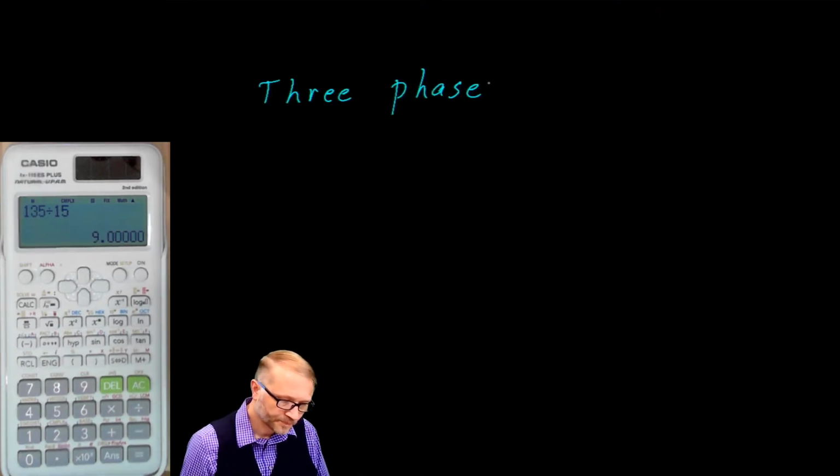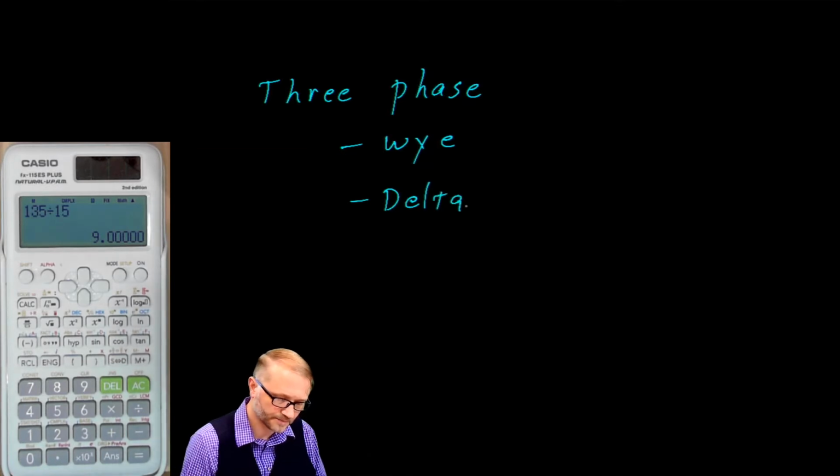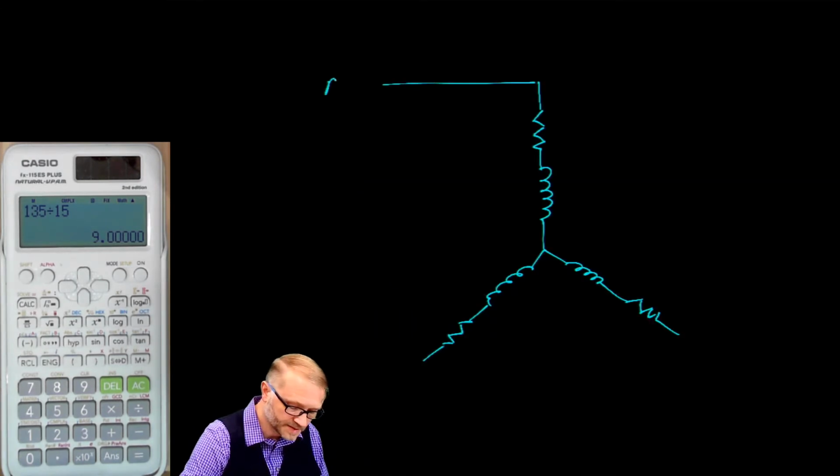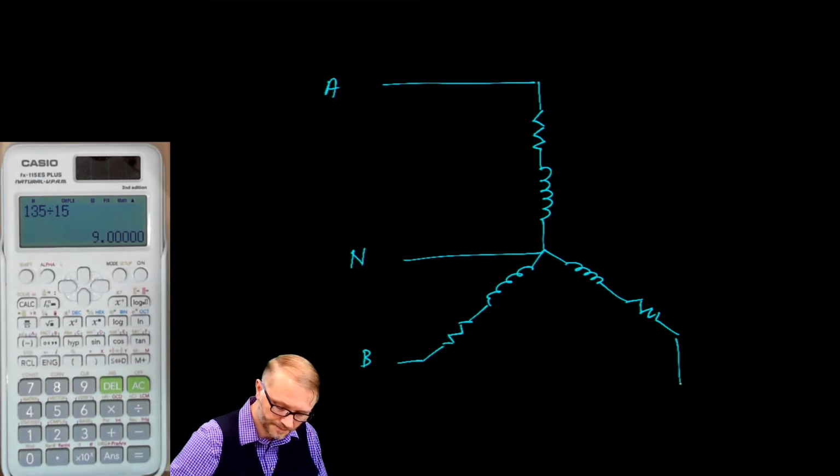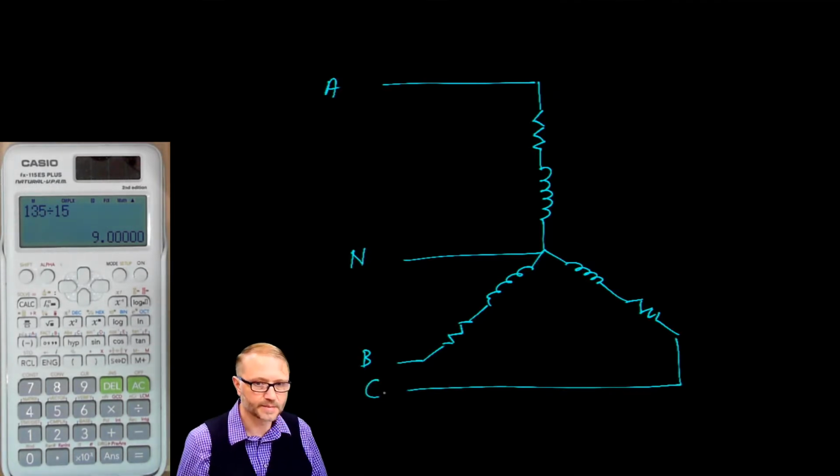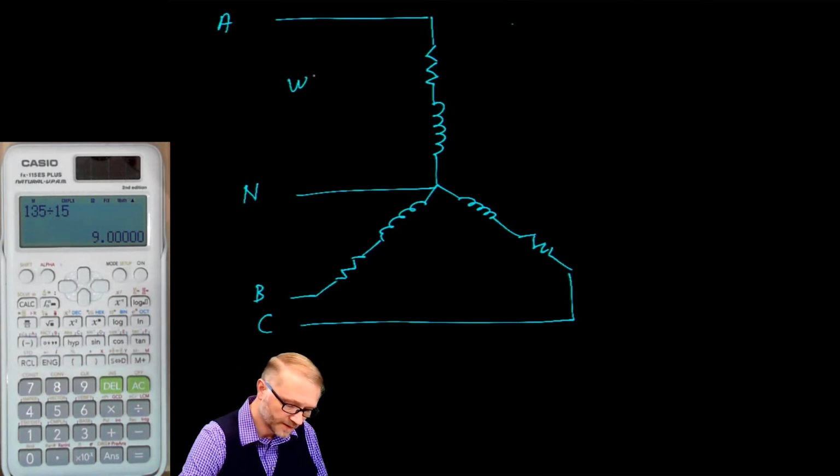Our next stop is three-phase. We did address this briefly in a previous lecture. We talked about a Y connection and we talked about a delta connection. The Y connection takes this form. So let there be a resistive inductive load. This is the A line, the neutral, B, and C. And this is called the Y, otherwise known as a star.